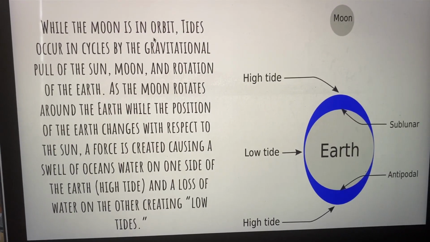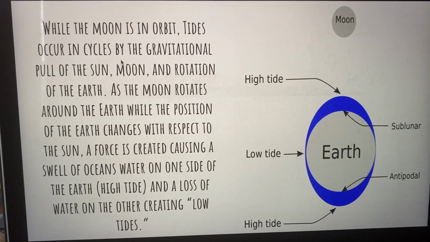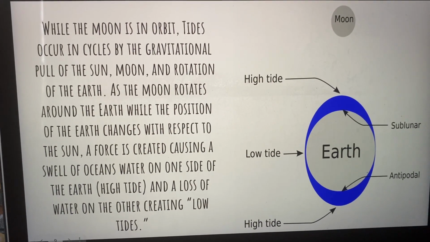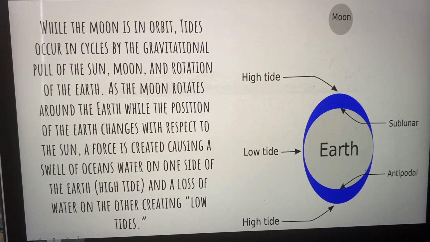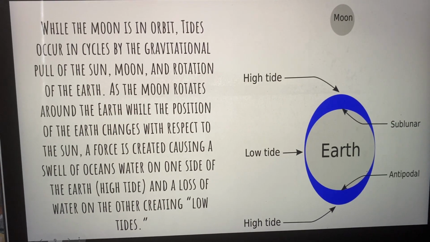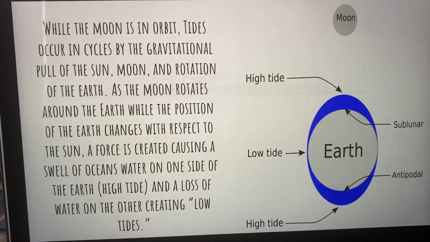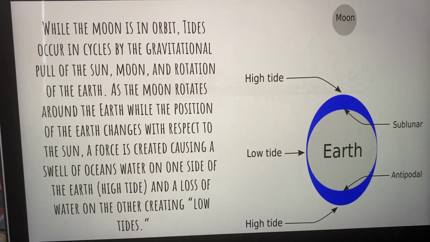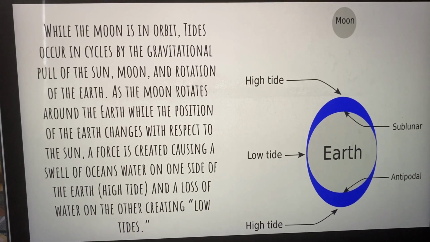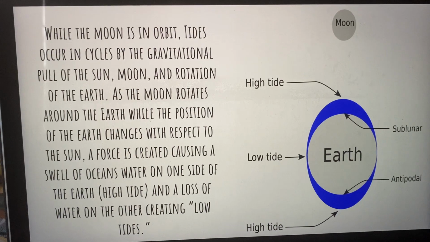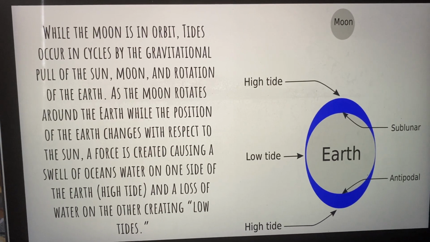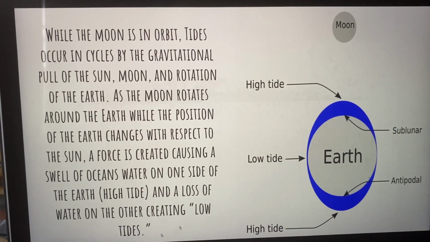While the moon is in orbit, tides occur in cycles by the gravitational pull of the Sun, moon, and rotation of the Earth. As the moon rotates around the Earth, while the position of the Earth changes with respect to the Sun, a force is causing a swell of the ocean's water on one side of the Earth, the high tide, and a loss of water on the other side, creating a low tide.